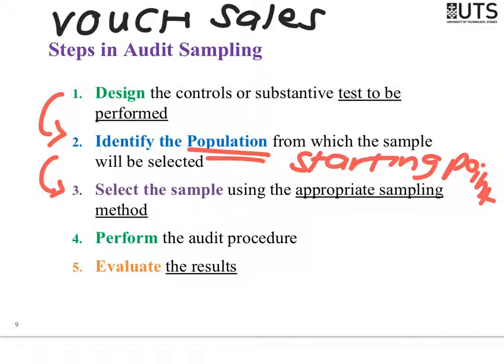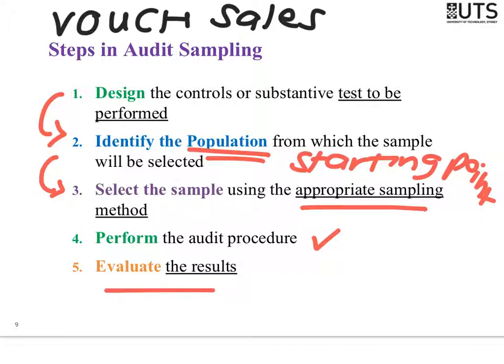Awesome. Now, when you pick your sample, it's at that point that you ask the question, which method should I use to pick my sample? Should I do random selection? Should I do systematic selection? Should I do judgmental selection? That's the point that you make that decision. Then, once you've got your sample, you conduct your test. You go ahead, you conduct your procedure, and you evaluate your results, okay?